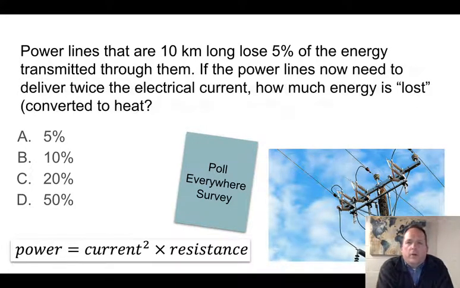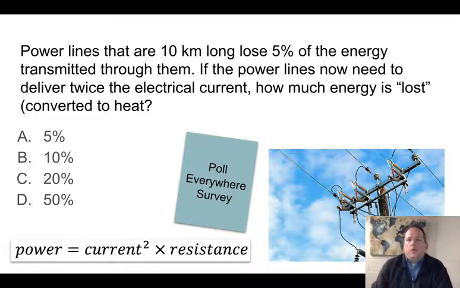The second question: power lines that are 10 kilometers long lose about 5% of their energy transmitted through them. But now if you need those power lines to send twice as much current, how much energy is going to be lost or converted to heat? 5%, 10%, 20%, or 50%?